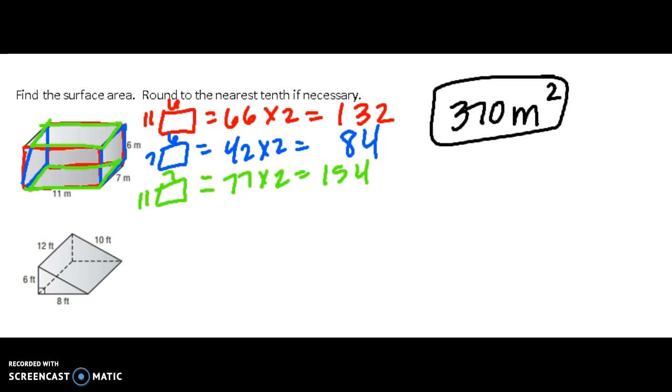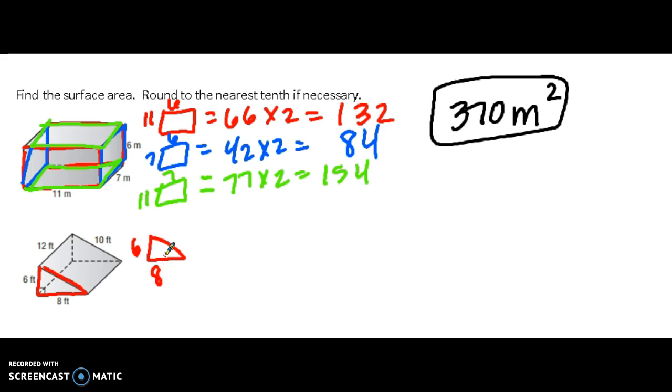All right, for the triangular prism, find the area. For a triangular prism, you have 2 triangles and 3 rectangles. Your triangles will be the same, but your rectangles may or may not be. It just depends on if it's isosceles, scalene, or what type of triangular prism that it is. So for my triangle, the base and the height of the triangle are the 2 sides that form the right angle. So that's 6 times 8.